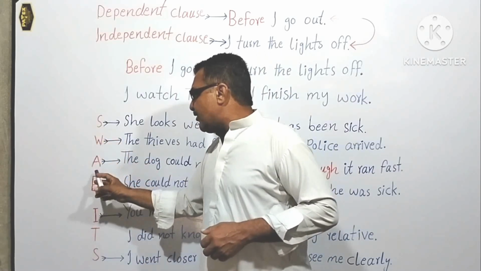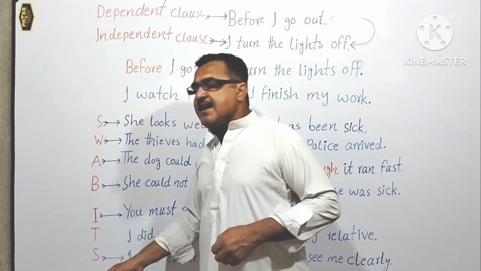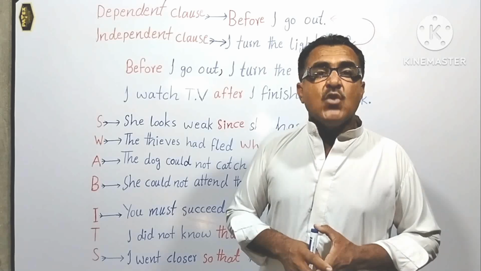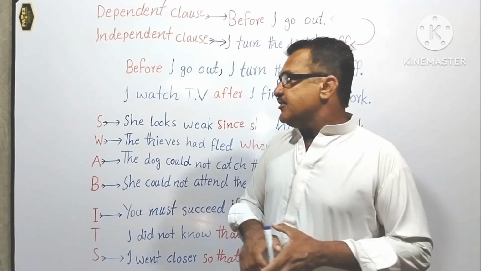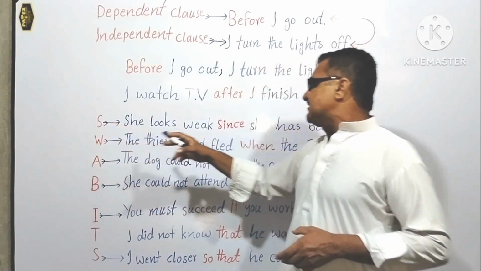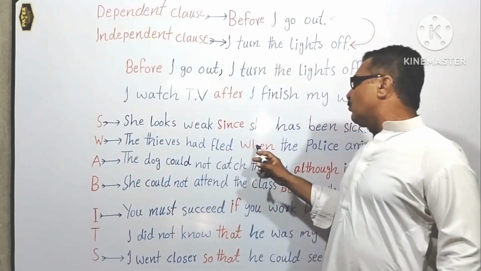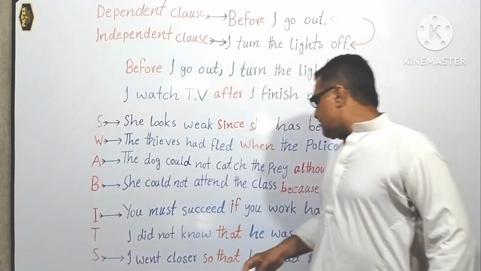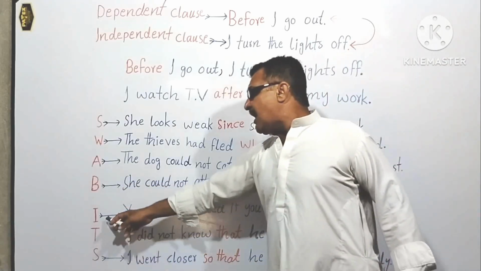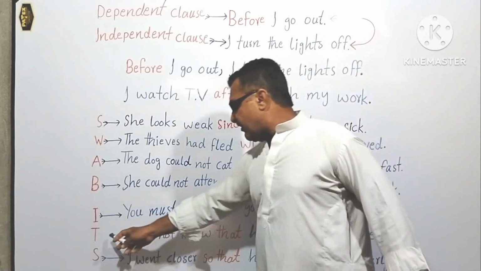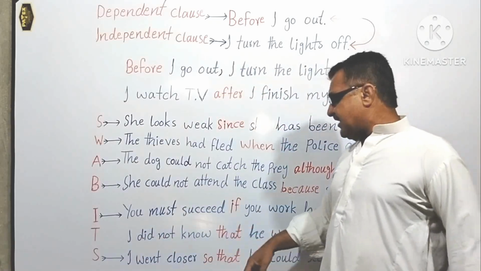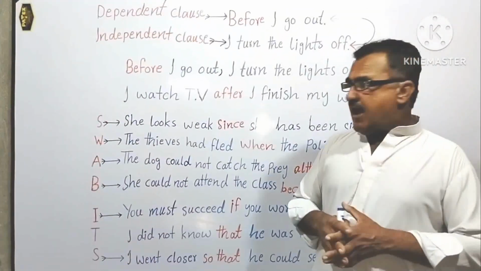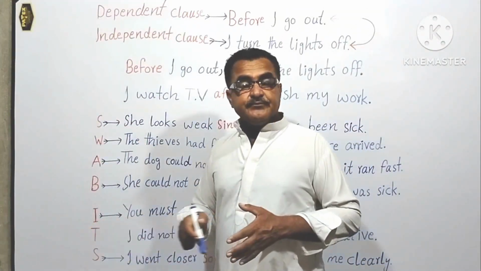SWABITS. You can see it now. From S, since; from W, when; from A, although; from B, because; from I, if; from T, that; from S, so that. Now it is an acronym.